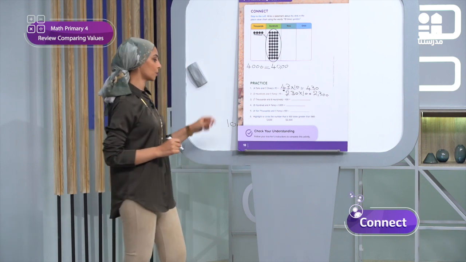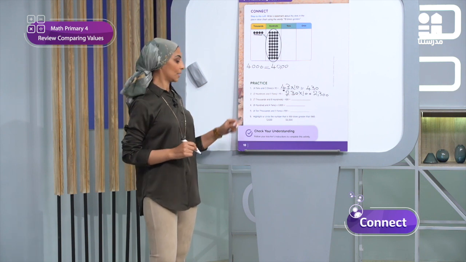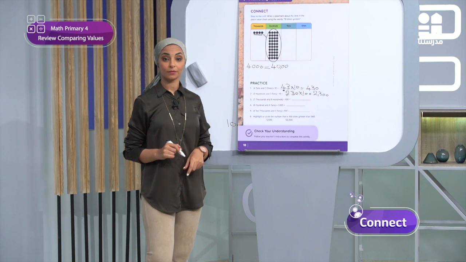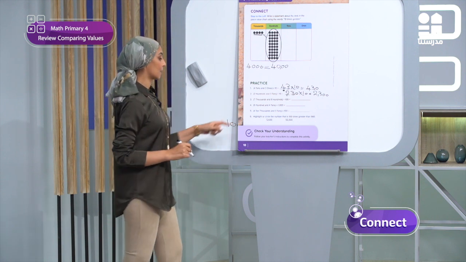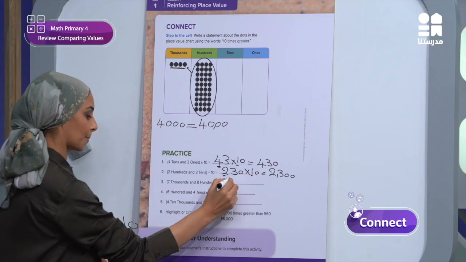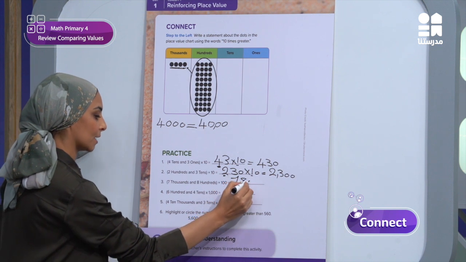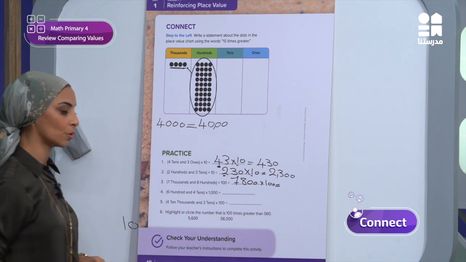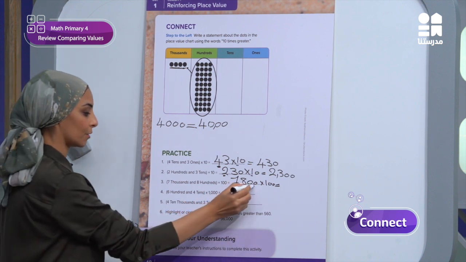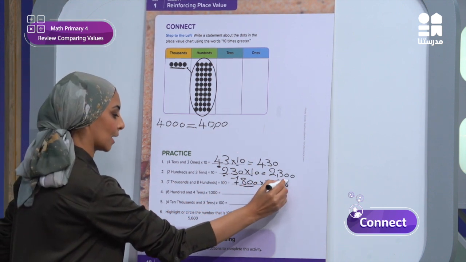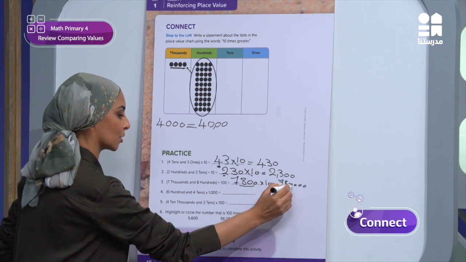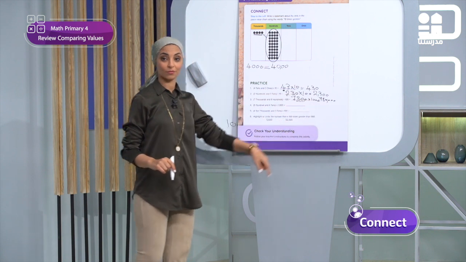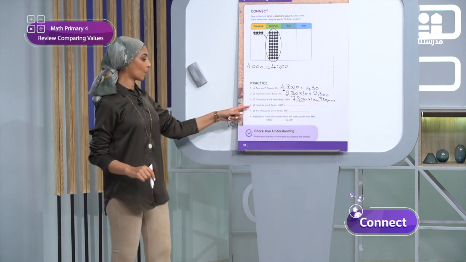Let's move to the third one. 7,800 times 100. Let's do it. Yes, 7,800 times 100. What should I do? I will put the number as it is and add 2 zeros to be 780,000, right? What about this one?